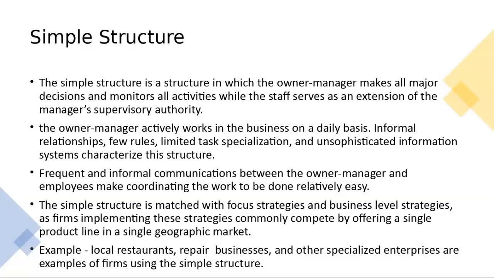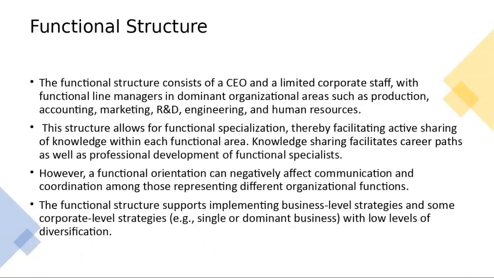So like when we were talking about single and dominant business, you just have one single business, you're producing or selling one product. Like Amazon, again, they started out just selling books when they were in the simple structure phase. So for examples, we have the local restaurant, repair businesses, and other specialized enterprises. That is what the simple structure is.